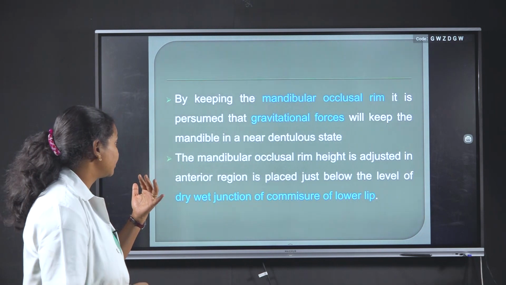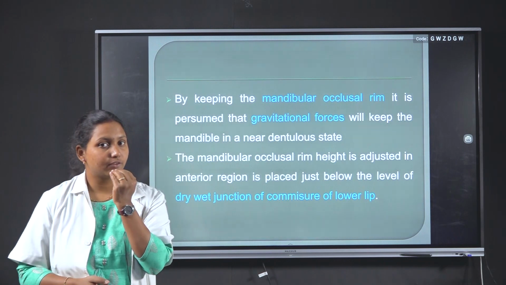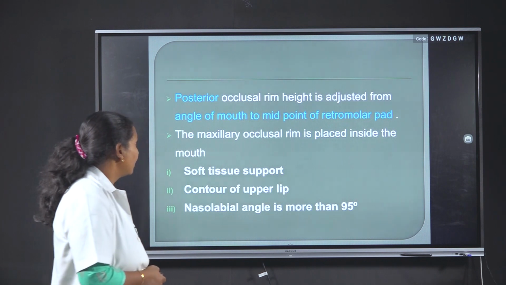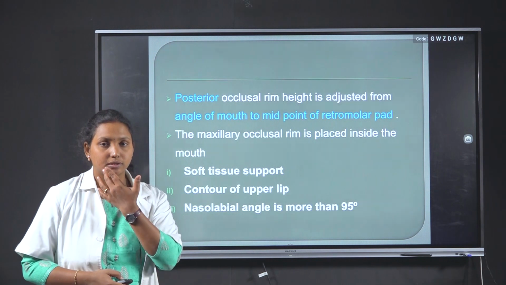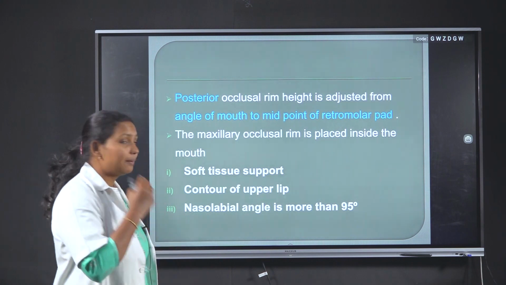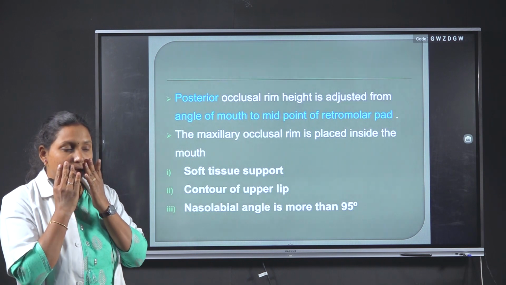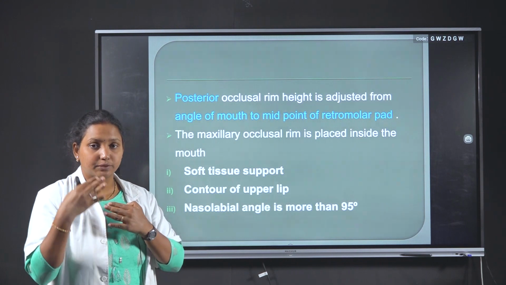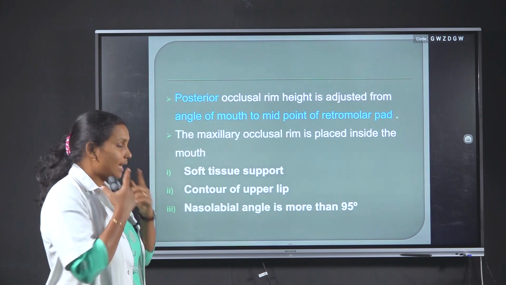After that, the mandibular occlusal rim height is adjusted such that when placed in the anterior region, it should be just below the level of the dry-wet junction of the lip. Posteriorly, the occlusal rim is adjusted from the angle of the mouth to the midpoint of the retromolar pad. The maxillary occlusal rim is adjusted based on soft tissue support, that is, how much support the occlusal rim is giving to the lip. If it is less, we will add more wax. If it is more, we will reduce the wax. We also check the contour of the upper lip and nasolabial angle.